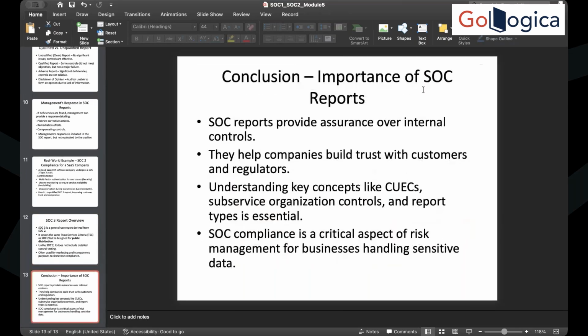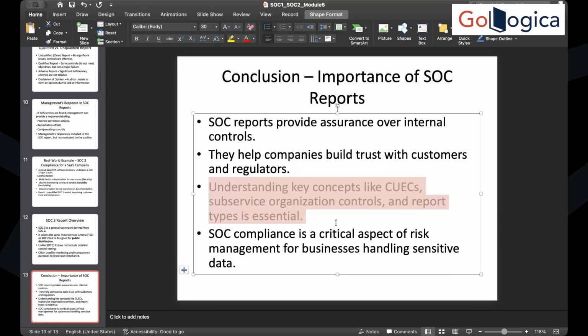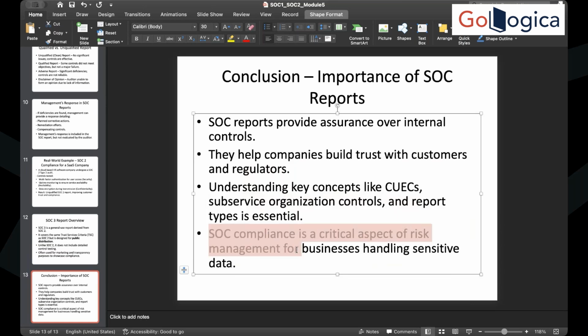Now, conclusion: the importance of SOC reports. SOC reports provide assurance over internal controls. They help companies build trust with customers and regulators. I hope you are relating with every point. Understanding key concepts like CUEC, subservice organization controls, and report types is very essential. SOC compliance is a critical aspect of risk management for businesses handling sensitive data. Every data is sensitive today.